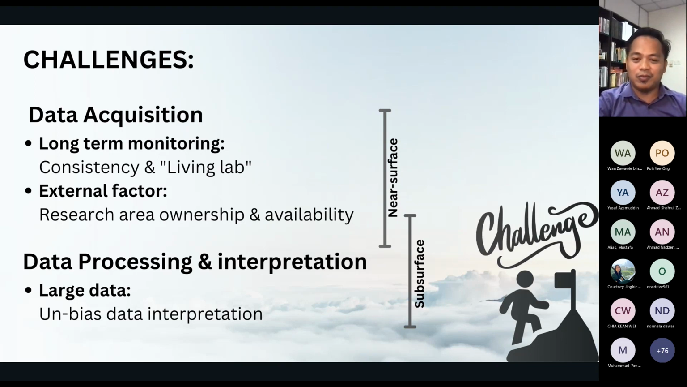So the challenges we divide into two: data acquisition and data processing. Data acquisition is more on long-term monitoring, because we need to repeat the measurements.